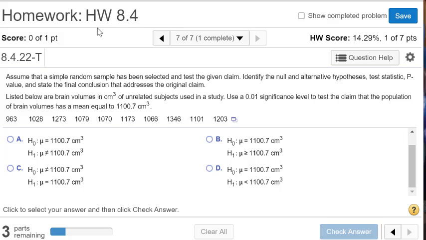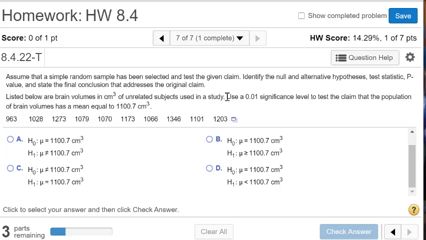In this video, we will do a homework problem from section 8.4. It says that we're going to assume that a simple random sample has been selected and we want to test the given claim. Identify the null and alternative hypotheses, the test statistic, the p-value, and state the final conclusion that addresses the original claim.